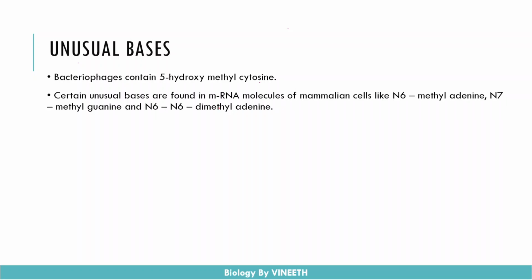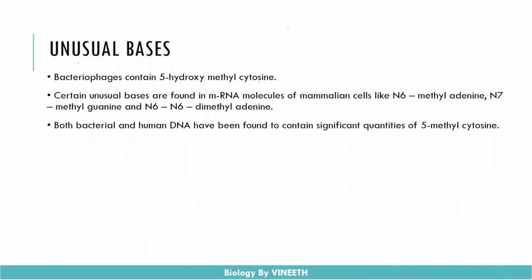And we also have N6-dimethyladenine, putting two methyl groups at the sixth nitrogen atom in the adenine molecule, so that becomes N6-dimethyladenine. And apart from that, we also have 5-methyl cytosine, just like what we have seen in the case of thymine. We also have the 5-methyl cytosine.